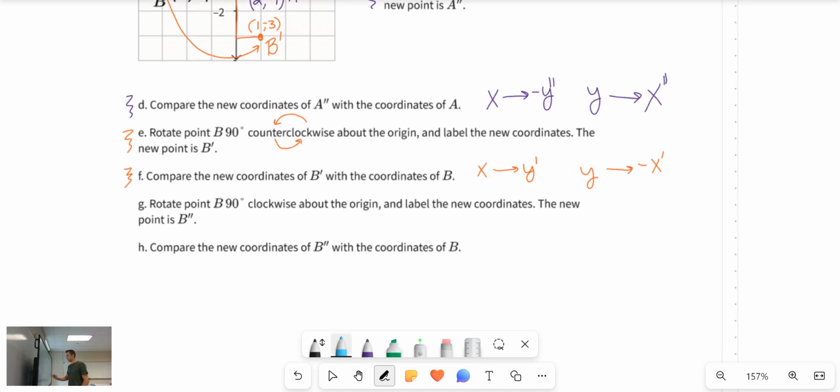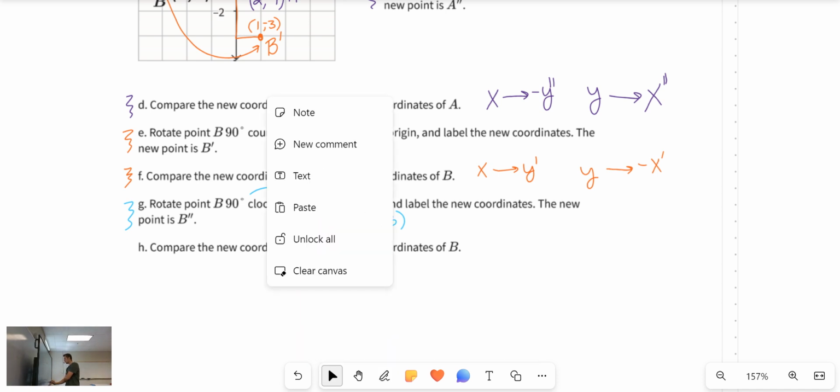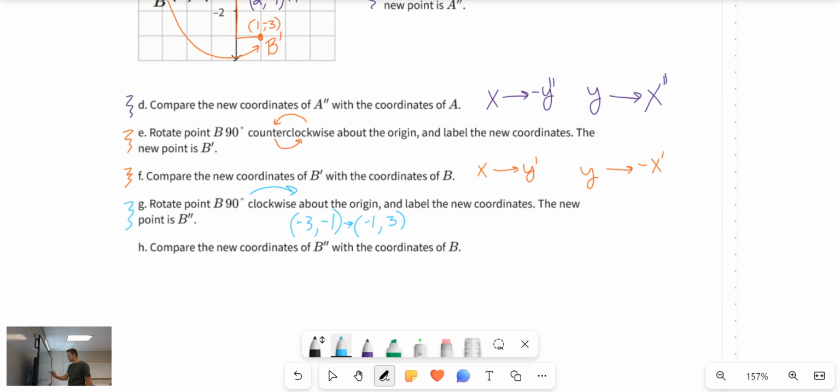All right. And we'll rewrite that down here so we can see it. Clockwise was going that way. And our points were -1, 3. We went from point B, which is -3, -1, to there, and compare the new coordinates.